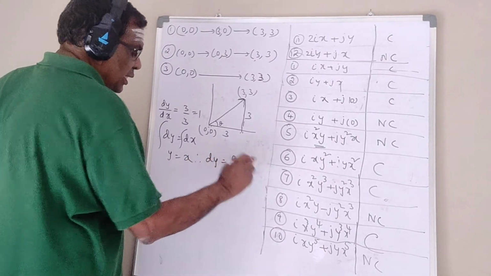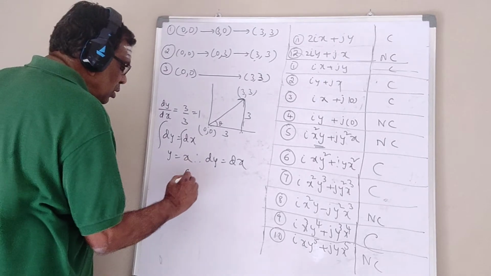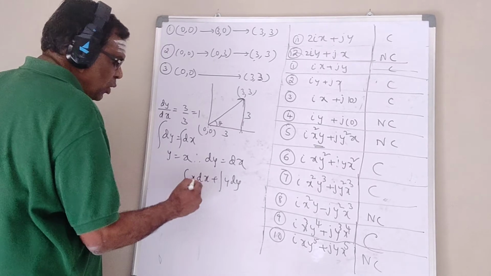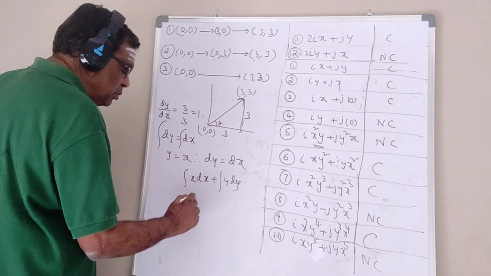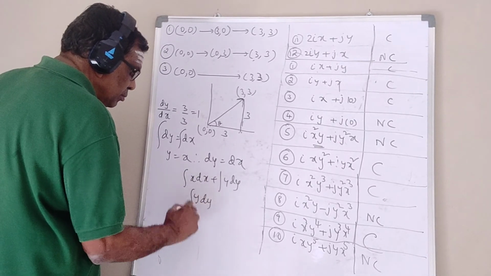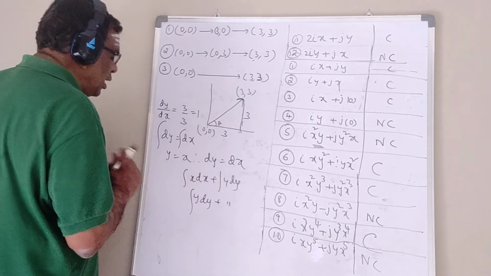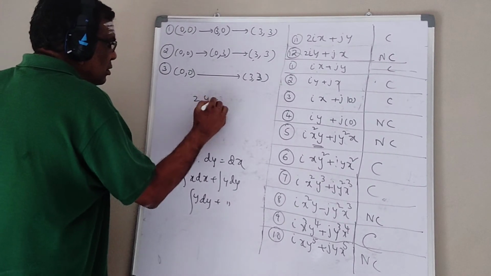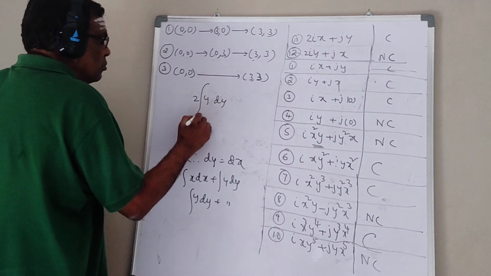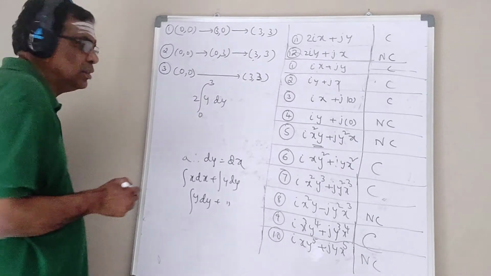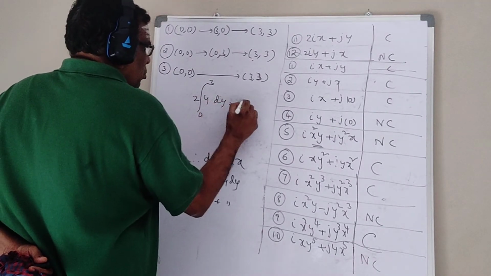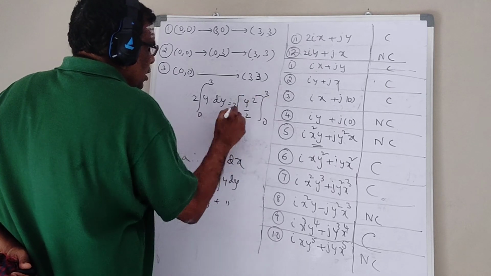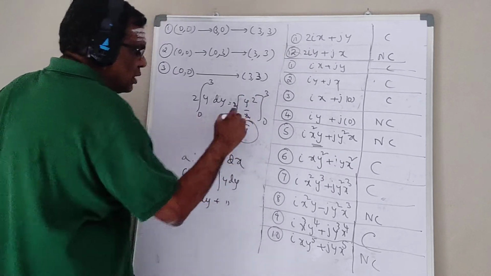Therefore, dy is dx. So you have integral x dx plus integral y dy. You can write x is equal to y, so this becomes y dy plus y dy. So what is the answer? 2y dy. Integral, y varies from 0 to 3. So this is y squared by 2. The 2 gets cancelled. So the answer is 9.